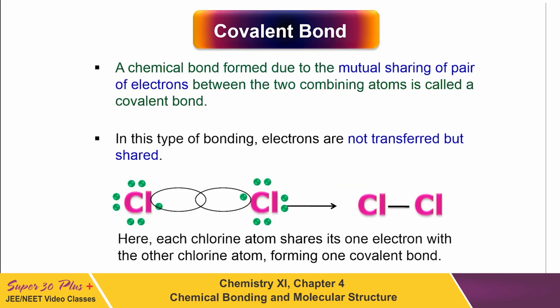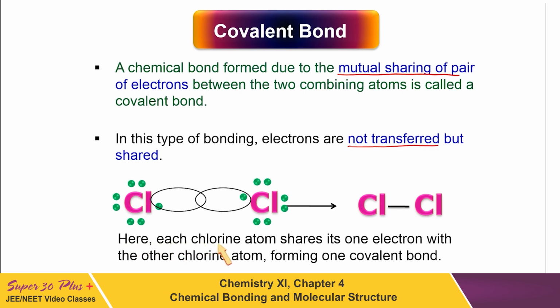In today's section, first we shall study the covalent bond. You must already know that a covalent bond is the mutual sharing of an electron pair between the combining atoms. What do you mean by mutual? It means both of them give one electron. So this mutual sharing of a pair of electrons between two combining atoms is called a covalent bond. In this type of bonding, electrons are not transferred. Remember, they are not transferred, just shared. Transfer of electrons takes place in the ionic bond.